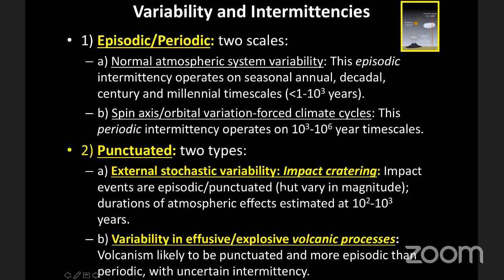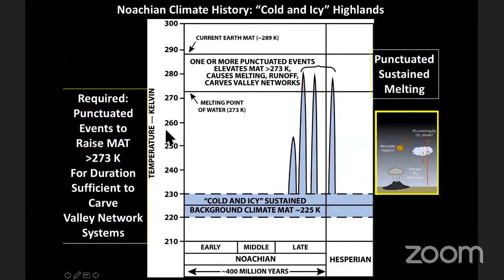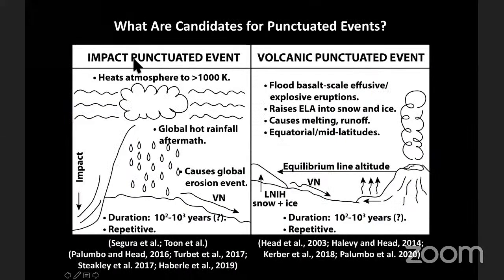We'll also take a look at volcanic activity. So the idea here is that we get punctuated events that for shorter periods of time might raise the mean annual temperature above 273 K sufficiently long to produce the geomorphic features that we see, maybe repetitively, because both volcanic activity and impacts are repetitive. So impact punctuated events are really significantly important.